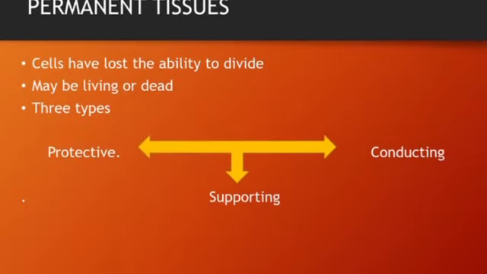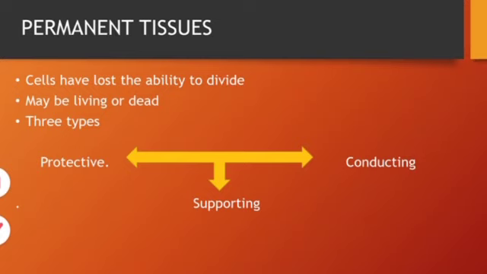Coming to the next slide, we'll study permanent tissues. Permanent tissues, as I said, have lost the ability to divide. The cells divide to a certain size, and after that they attain a situation in which they will not divide further.